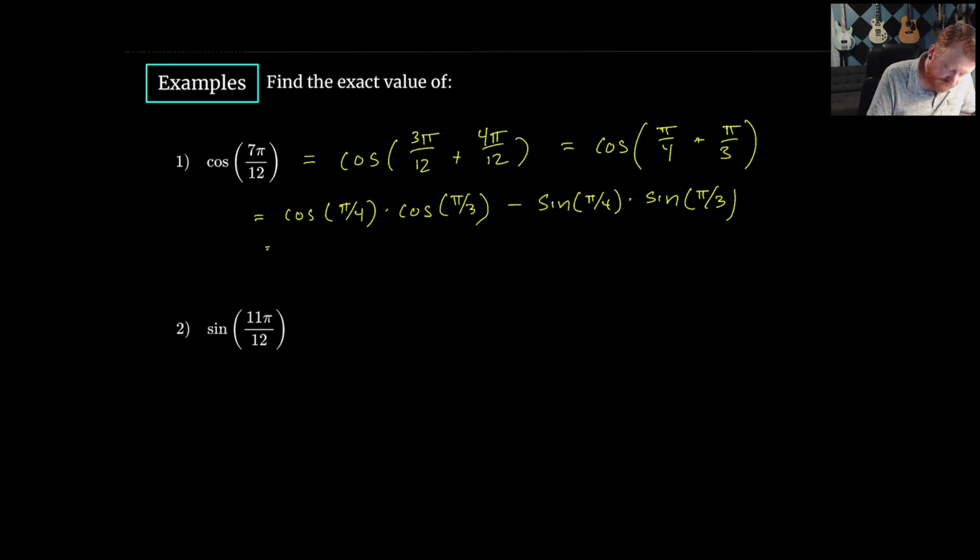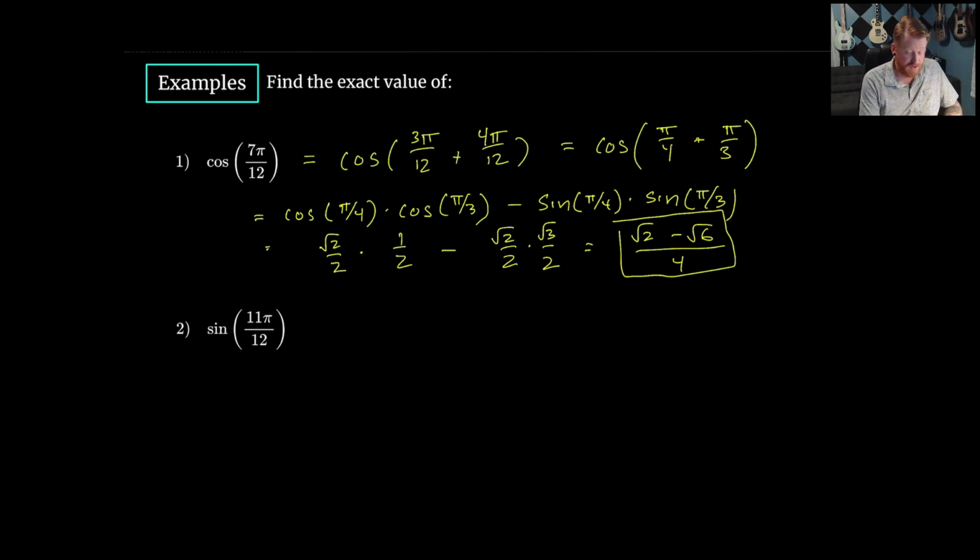Just to quickly get these values in here, cosine of pi over 4 is square root of 2 over 2. Cosine of pi over 3 is 1/2. Minus sine of pi over 4 is square root of 2 over 2. Sine of pi over 3 is square root of 3 over 2. And this is going to give us square root of 2 minus square root of 6 all over 4 once we simplify that there. So there we go. Just doing the same thing, but with radians here.